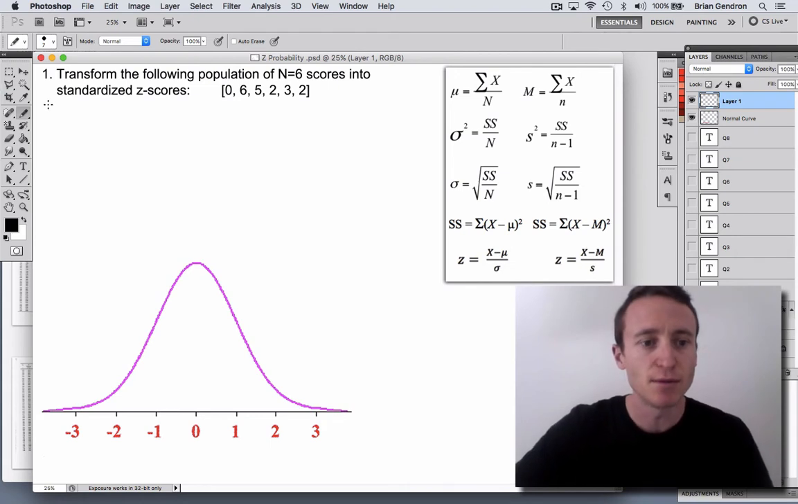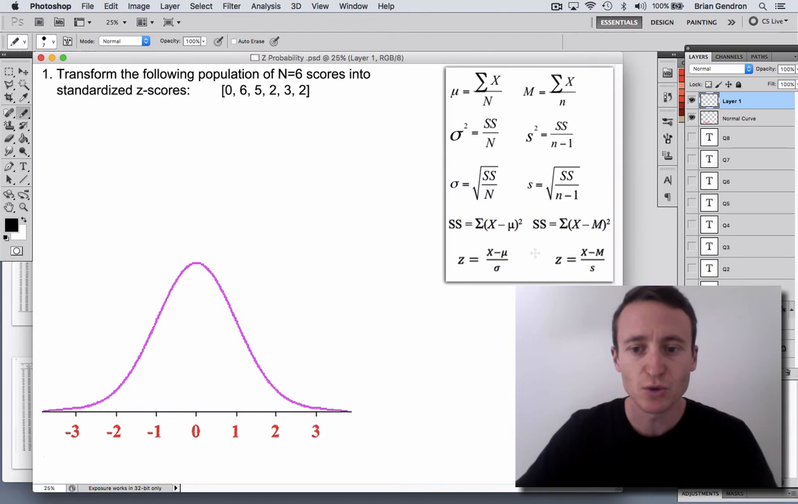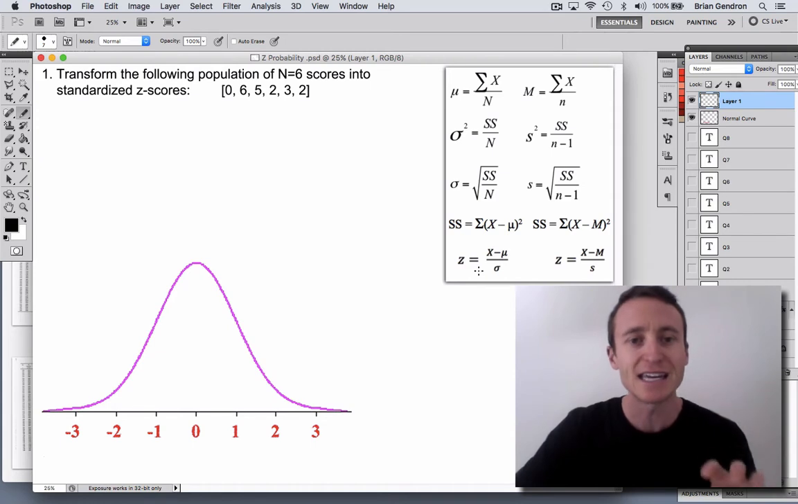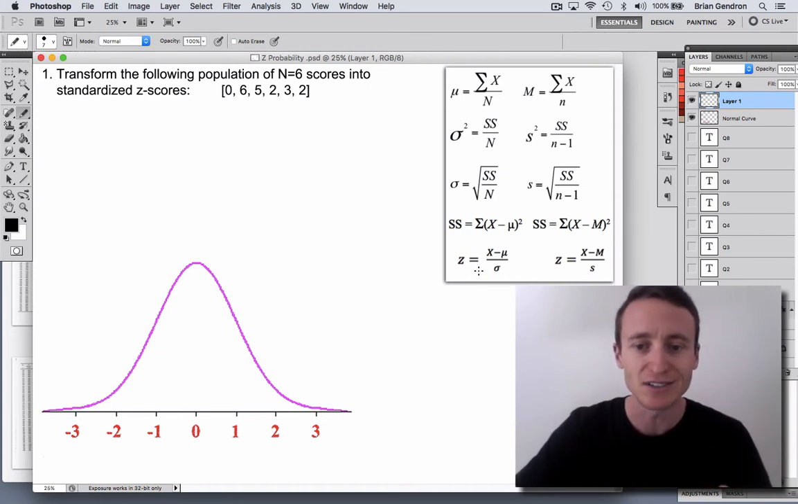Starting with this first problem, transform the following population of 6 scores into standardized z-scores. So that just requires us to use one of the two z formulas. Z is a formula that standardizes any x value based on distance from the mean in terms of standard deviations. So it tells you how many standard deviations, either above or below the mean, any individual score actually is. And in order to do this, you need the mean and the standard deviation.